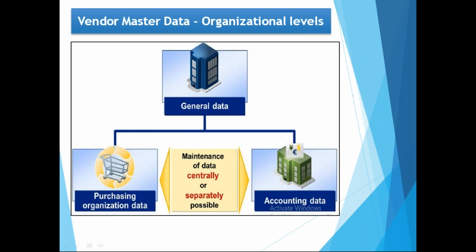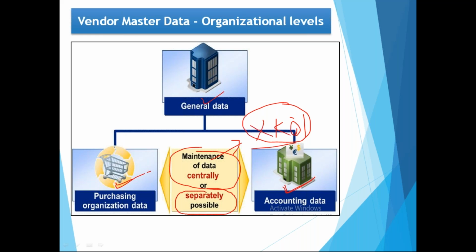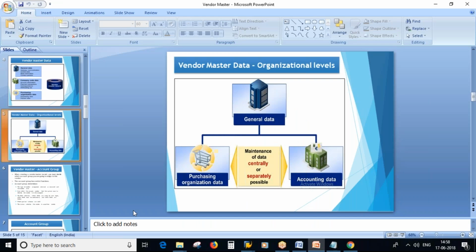If you want to create vendor data, you can create it centrally through the XK01 transaction, which I just showed you. With this transaction you can create all three: general data, purchase organization data, and accounting data. But I want to create separately. Let's say in your organization the purchasing department is different and the finance department is different. Accounting data will be maintained by the finance department, and purchasing data by the purchase organization. So you can create separately also. I'll show you how.